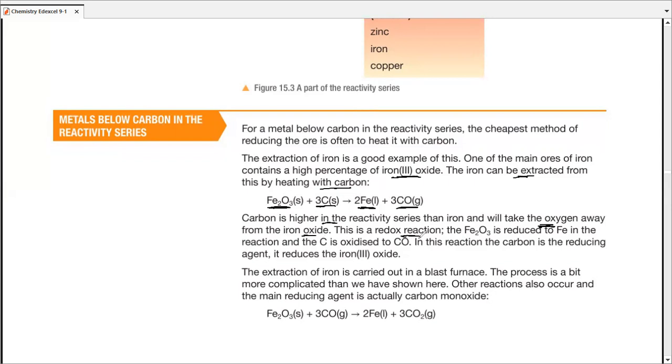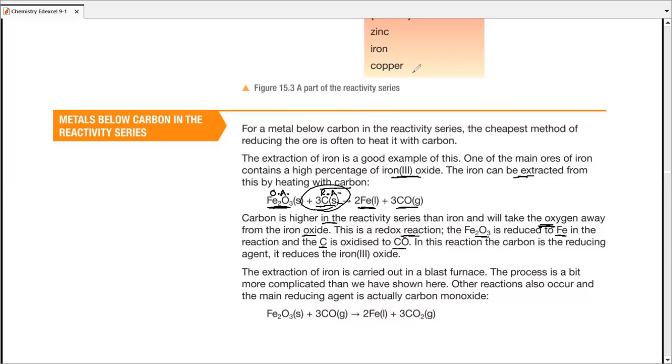This is a redox reaction. Iron trioxide is reduced to iron. Carbon is oxidized to carbon monoxide. So this definitely becomes the reducing agent. This is RA. This is the oxidizing agent, OA. So that's our reducing agent right there. Makes sense? And this is a displacement reaction. Why? Because carbon is more reactive than iron. It can easily displace it.